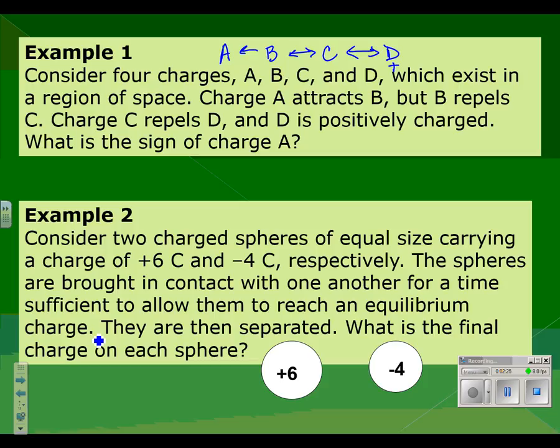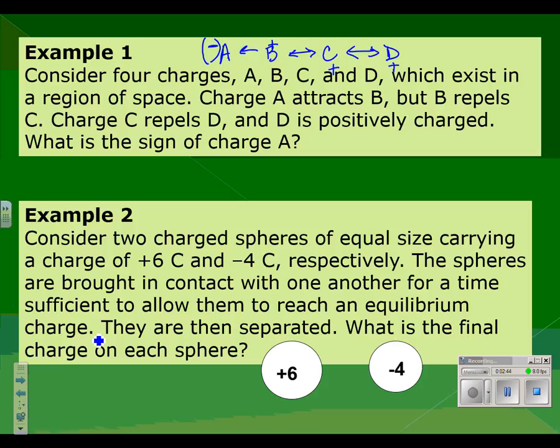Well, if C and D repel, then that means that C must also be positive. And if B and C repel, then that means that B also must be positive. But if B and A attract, that means A is negative.